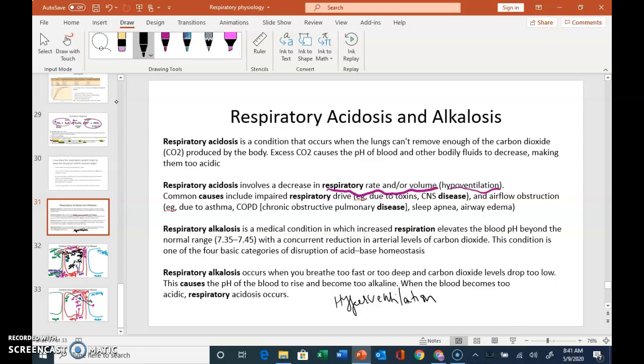So essentially, when you're hyperventilating, you're breathing deeper and faster. Now, if you continue to hyperventilate, what will happen? Are you essentially getting rid of more carbon dioxide at that point? Yes. So you are eliminating a lot of carbon dioxide, and then that might lead to alkalosis, respiratory alkalosis. So remember that if you hyperventilate for long enough, you can lead to respiratory alkalosis.